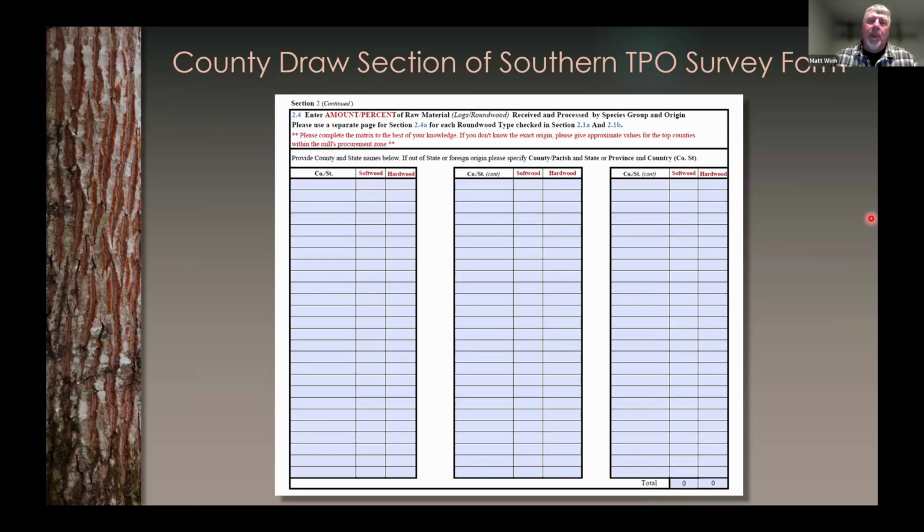This is the county draw section of the TPO survey form, the Southern TPO survey form. And this is where we collect that information. We ask the mill to provide the county and state where that wood is coming from, and then the volume by species of wood coming from that county. This can either be entered in volume amounts or percentage amounts.